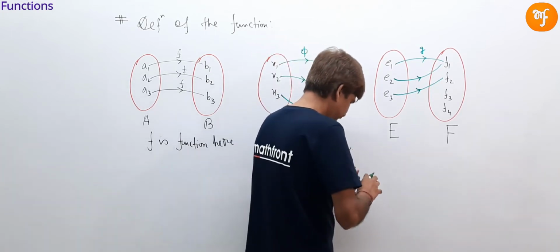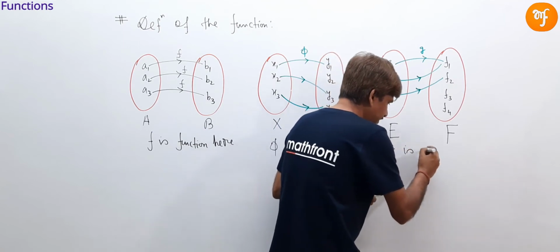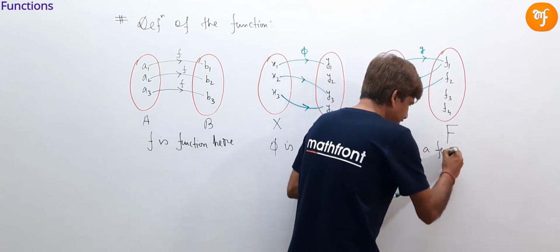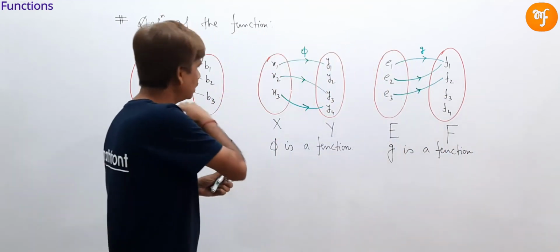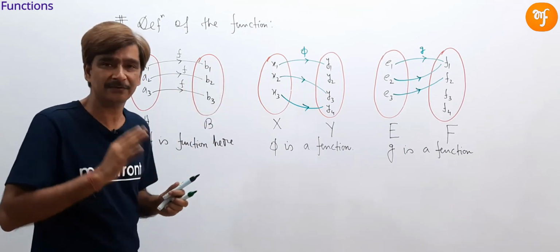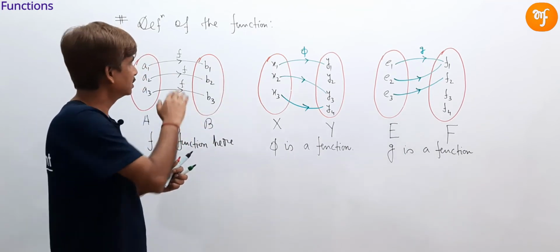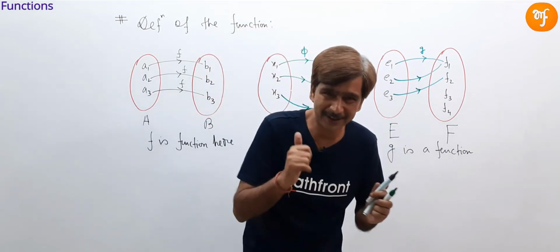So please write down, G is a function. Is it clear? So in all of these three mapping diagrams, F, phi and G are functions, because the relations F, phi, G satisfy the definition of the function.